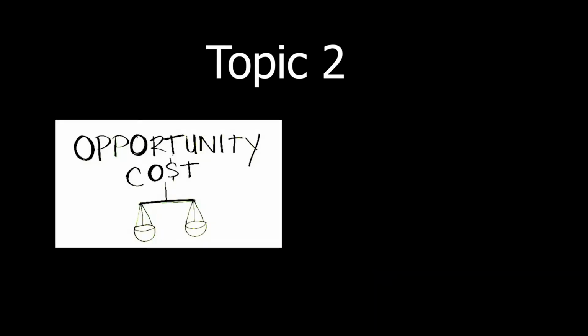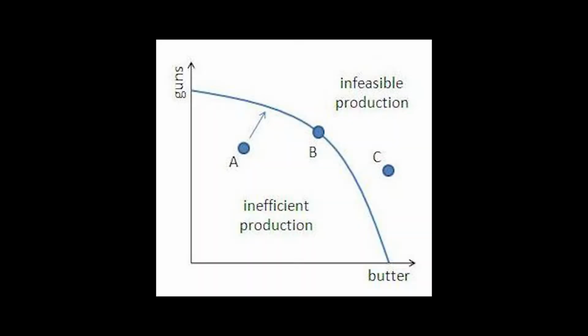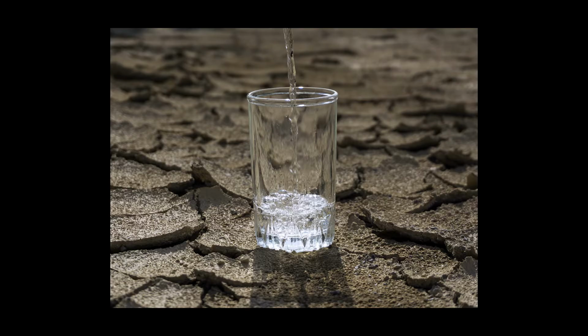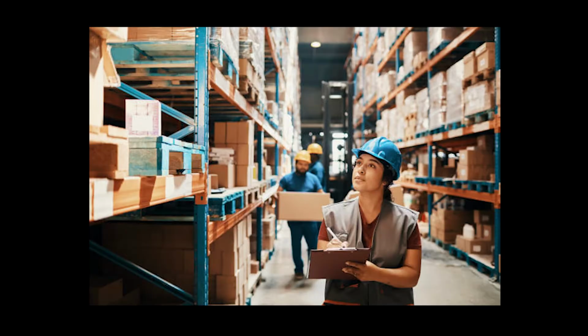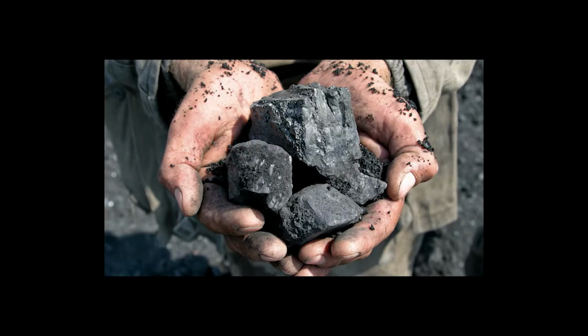Topic 2, opportunity cost and PPC. A production possibility curve, also known as PPC, is a model that shows alternative ways that an economy can use scarce resources. There are 4 key assumptions in making a PPC model: only 2 goods can be produced, full employment of resources, fixed resources, and a fixed economy.